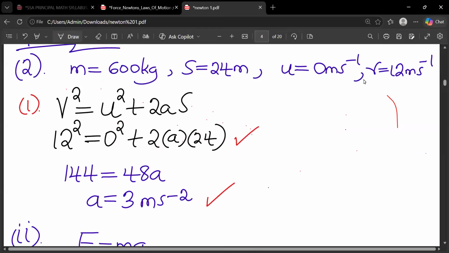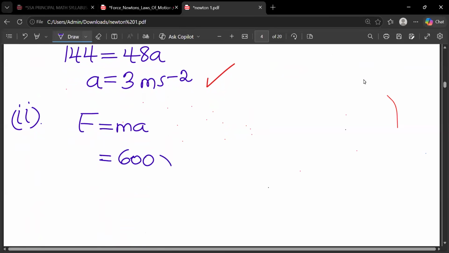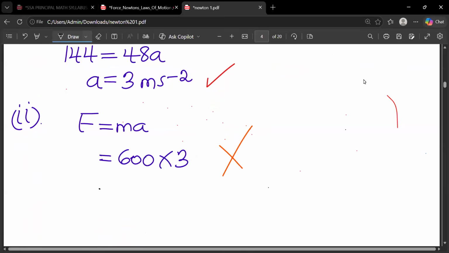So we are having the mass, which is 600 kilograms, and the acceleration, which is 3. So most of you come and make this mistake and say equals, yes, the mass is 600, then you say the acceleration is 3. For me, when I see this, I cross it. Even if you come and complete and tell me that finally I'm having 1800, and since it is force, newtons, I also come and cross this.